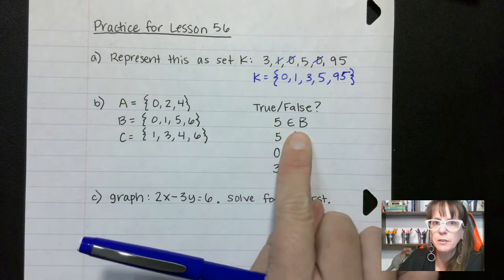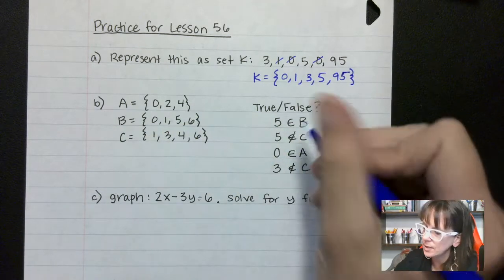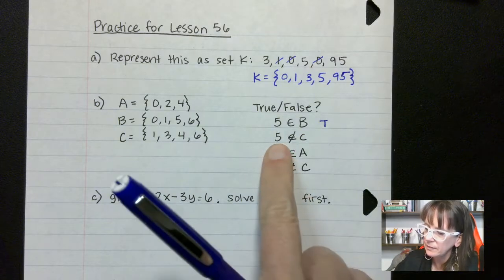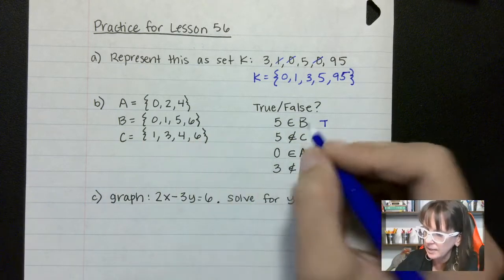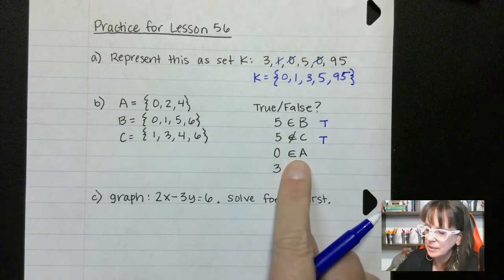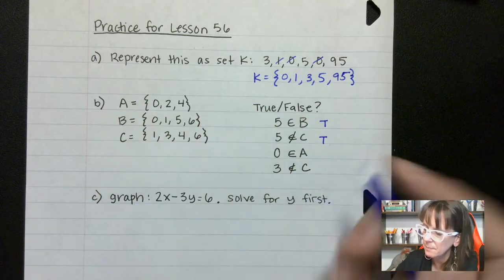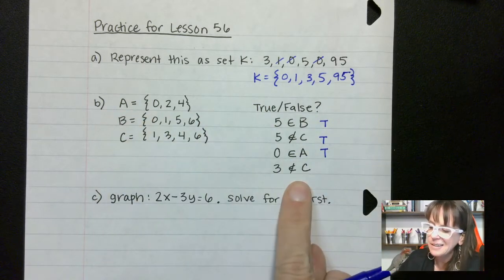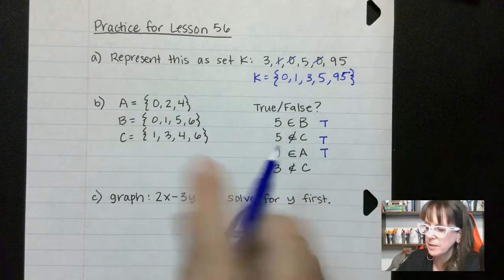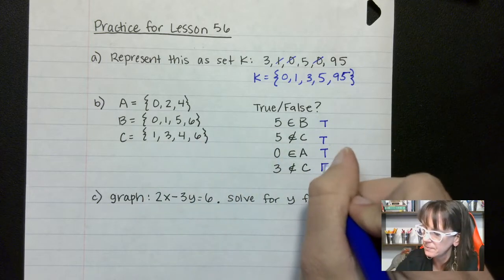All right, looking at part B, or question B, you're going to answer true or false. Is 5 included in B? It is, so that is true. Is 5 not included in C? That is correct, it is not. Is 0 included in A? Yep, that's true too. Is 3 not included in C? Oh, nope, it is included, so that is false.